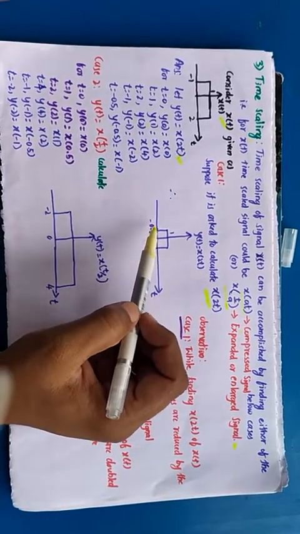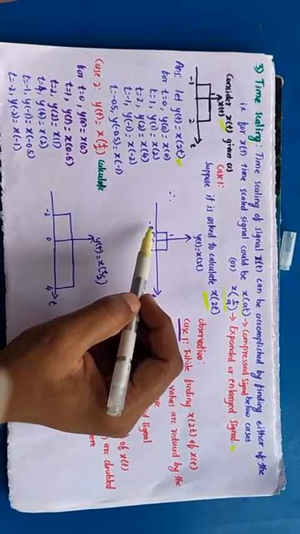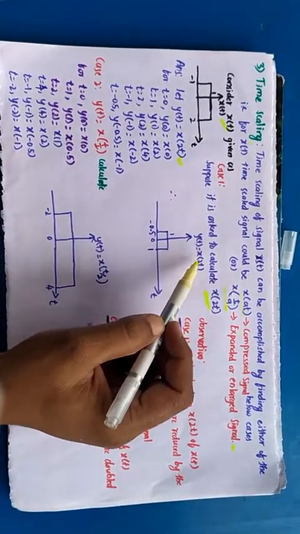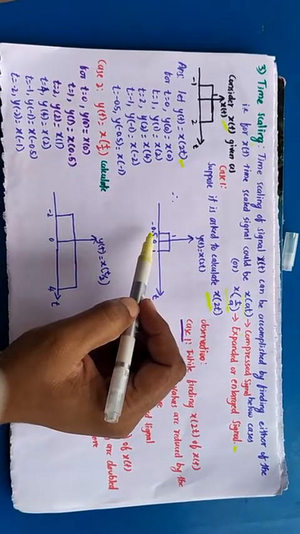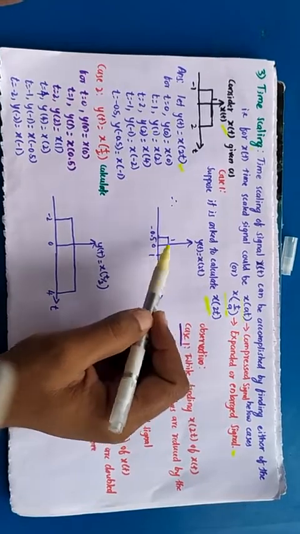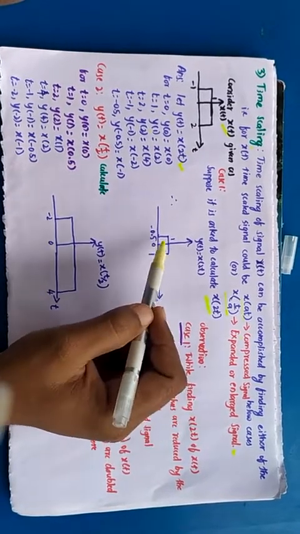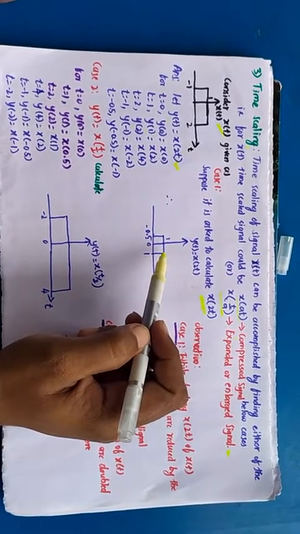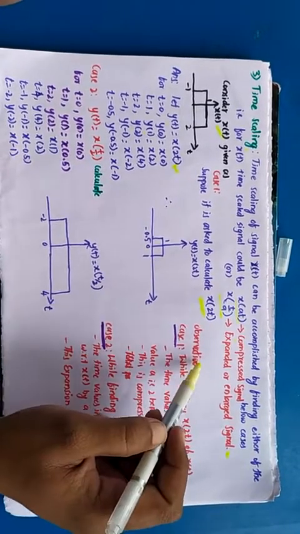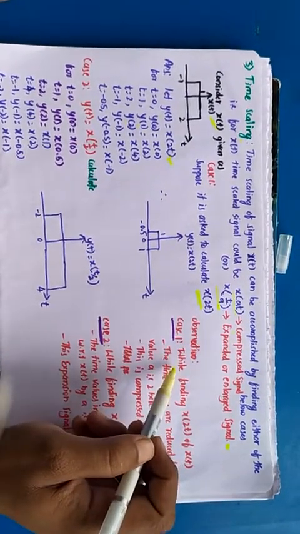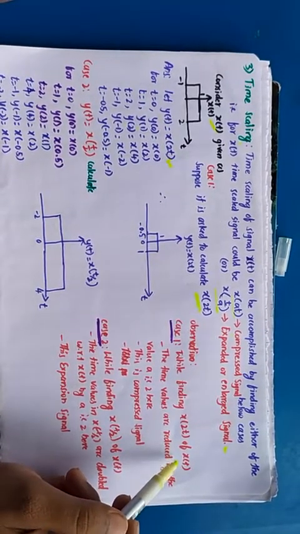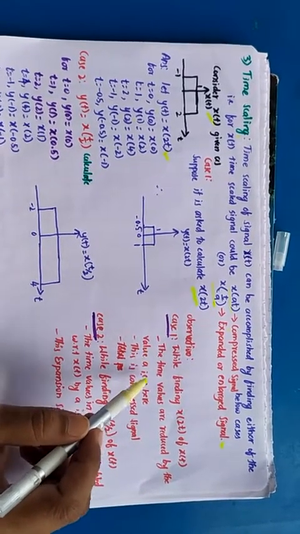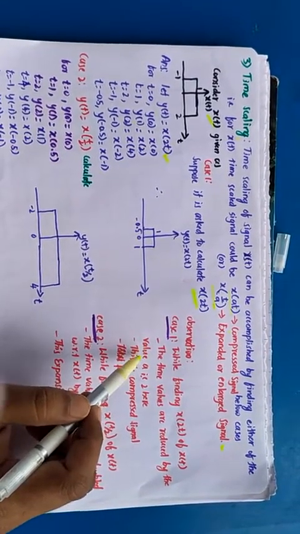So your signal will exist from -0.5 to 1. Please understand this: your y of t, that is x of 2t, will start at -0.5 and end at 1. Beyond these values your y of t is 0. And what about the amplitude? The amplitude will be the same as given in x of t. Based on this, what is our observation in case 1? While finding x of 2t from x of t, that is finding y of t, the time values are reduced by the factor a.